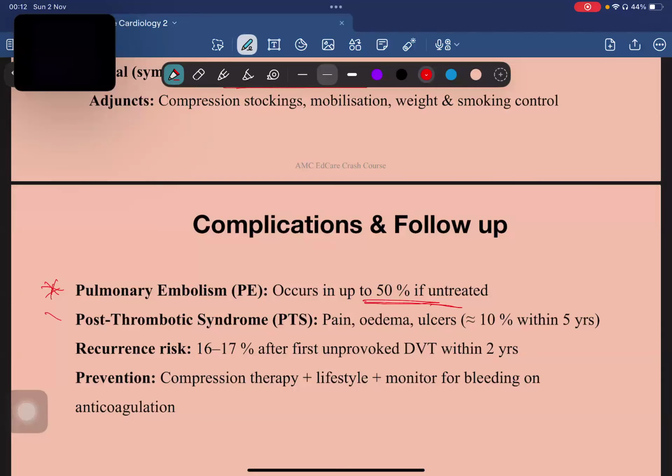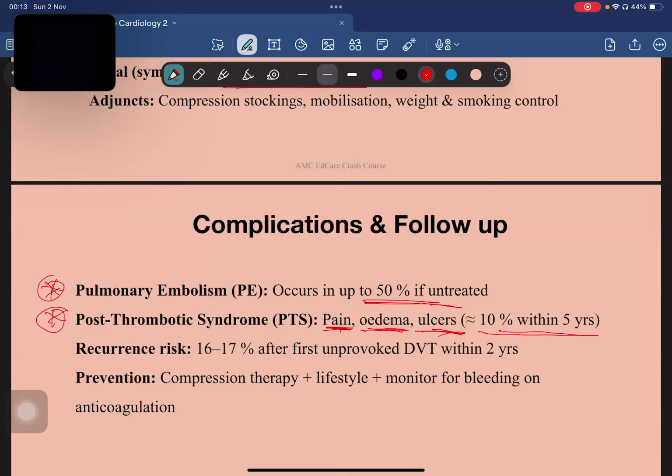And then we also have post-thrombotic syndrome, where you could see chronic pain, edema, swelling, and venous ulcers. And it affects roughly 10% of patients within 5 years. So these two are the most important complications that we have to know.